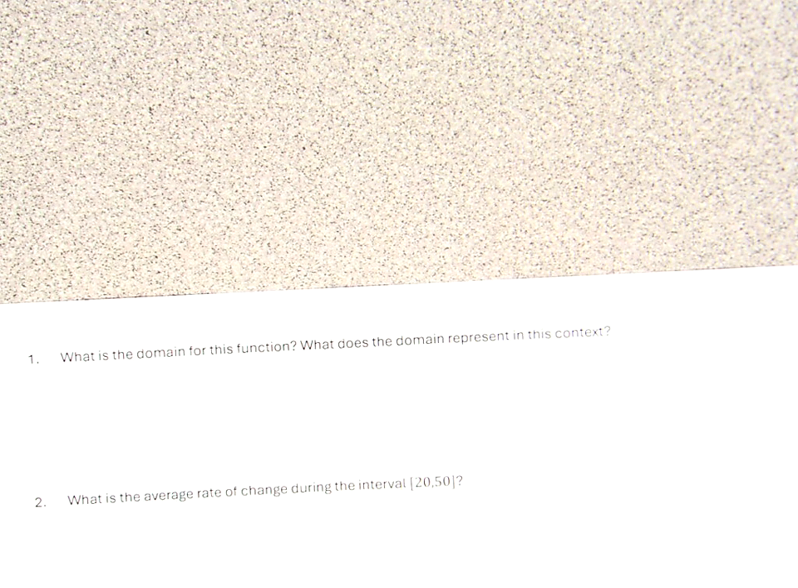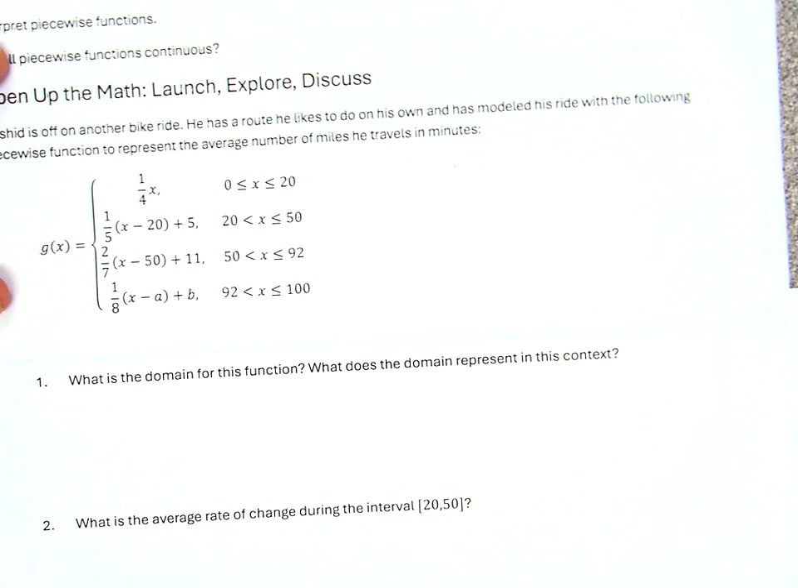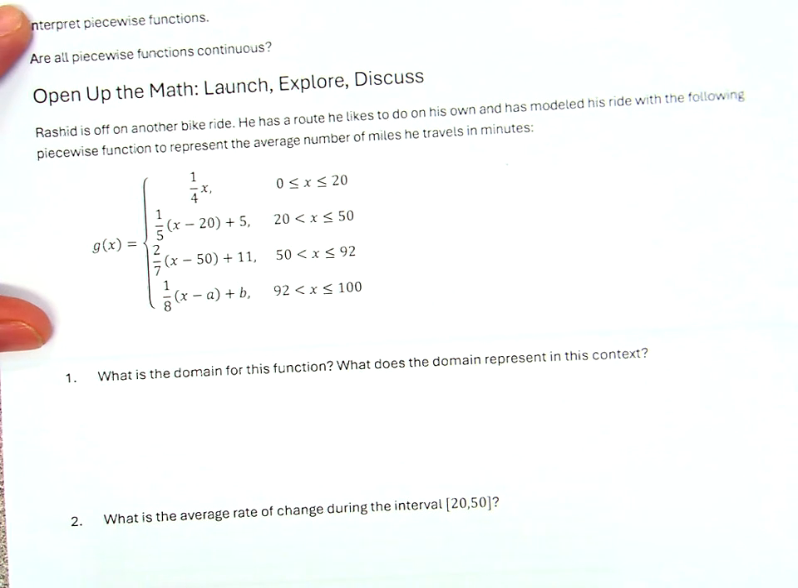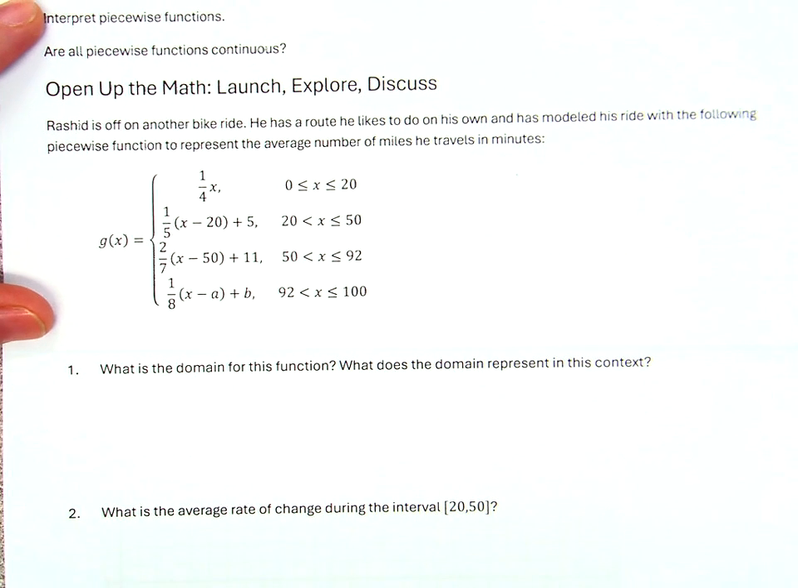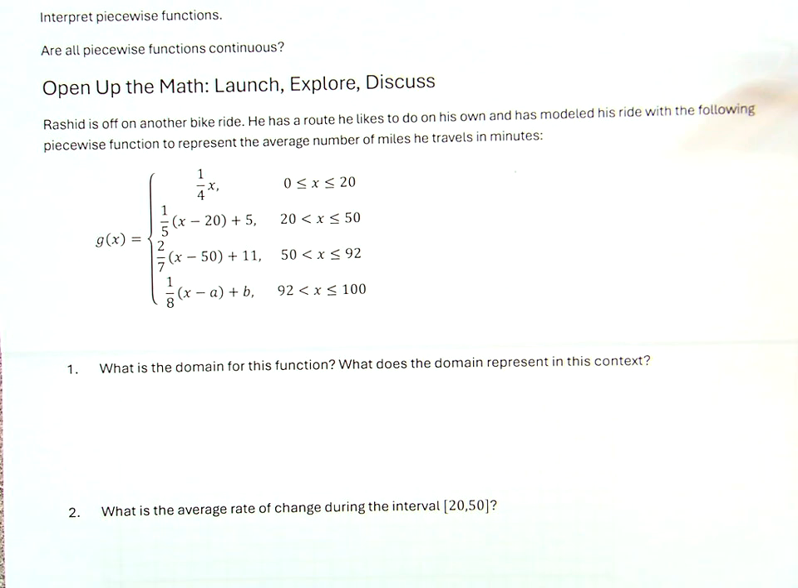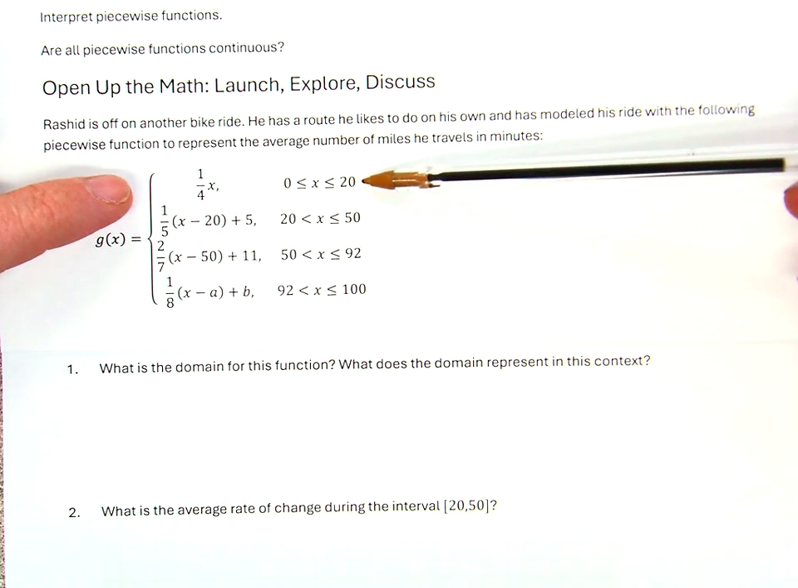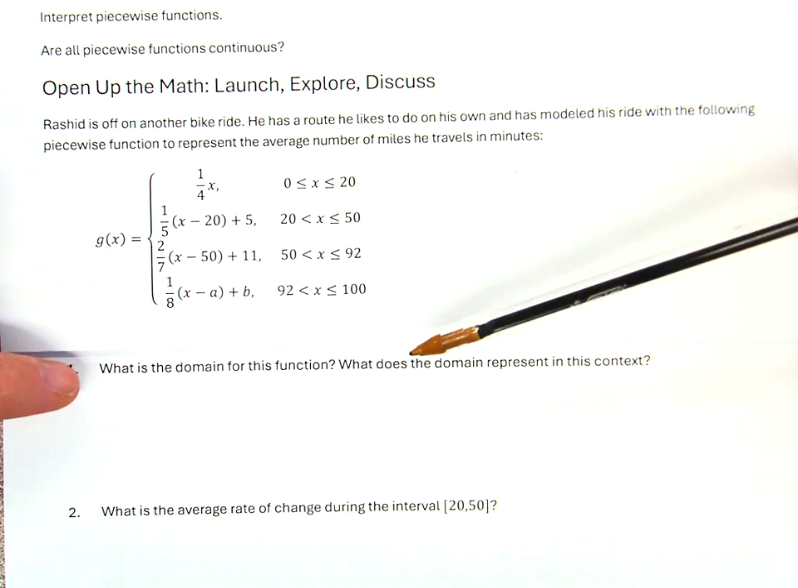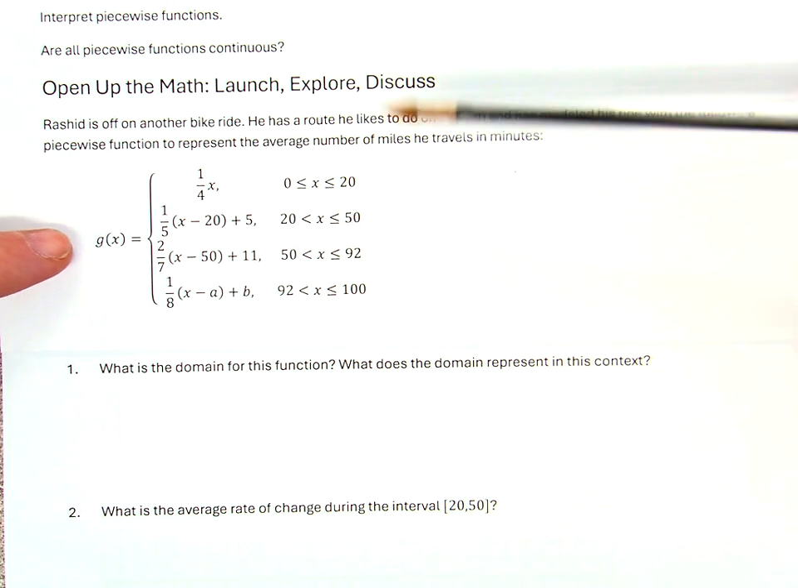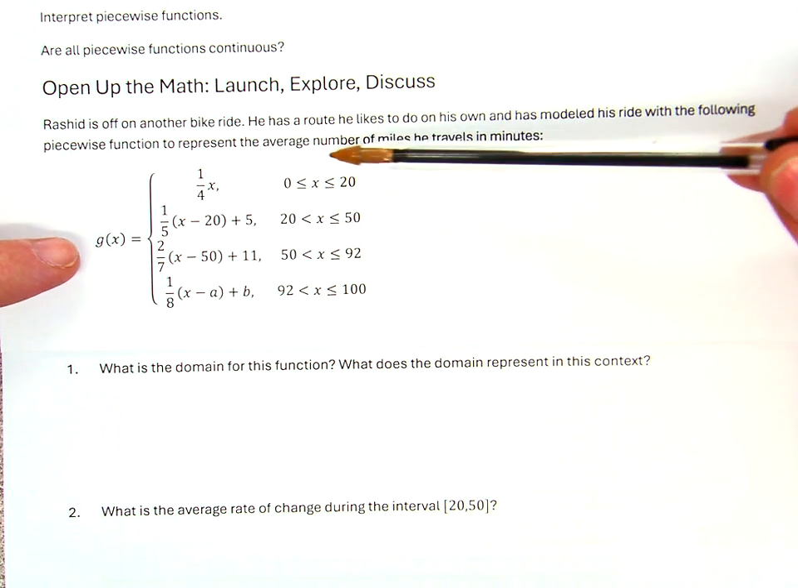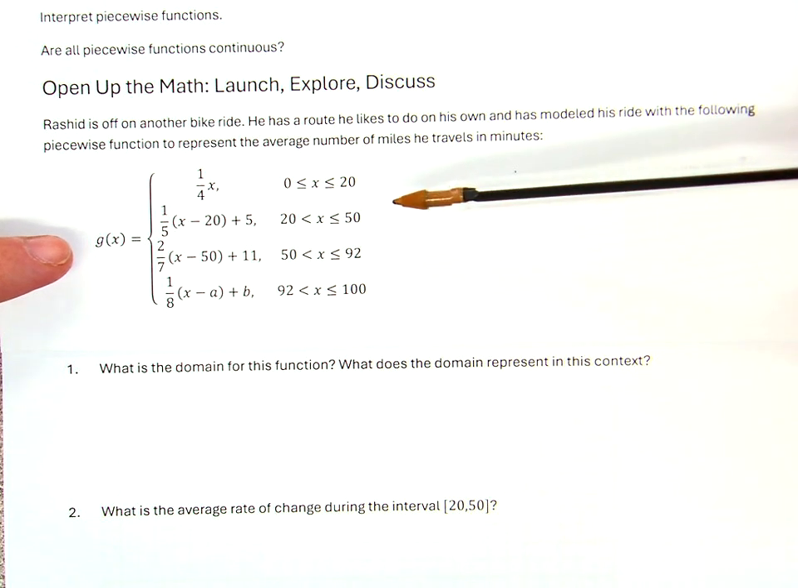So, first thing they want us to do is state the domain of the function, and then what does the domain represent in context. So remember, domain means x's. In a piecewise function, we have multiple subfunctions. Each subfunction has its own domain. So the domain for the entire function should be the domain of all the subfunction pieces together.